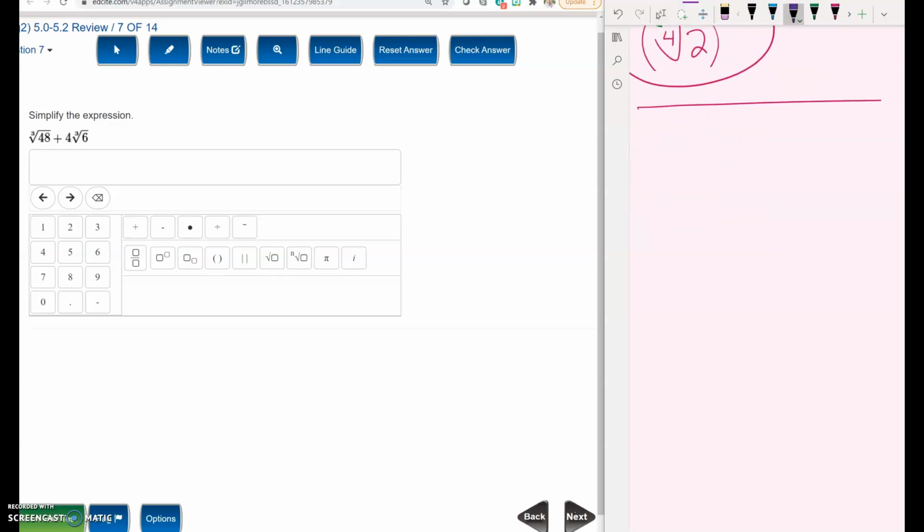The third root of 48 plus 4 times the third root of 6. We can't currently add these because the radicands do not match. Oops, that's 48. 48 and 6 are not the same. We can, however, split this up.